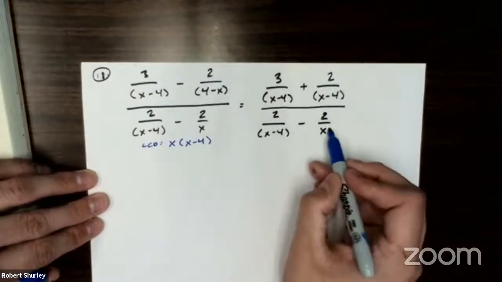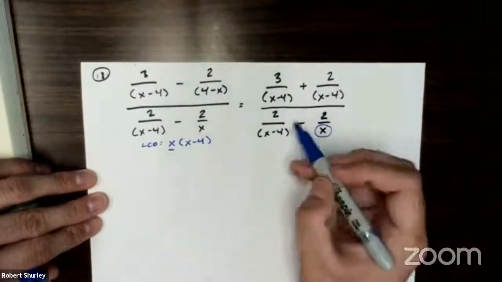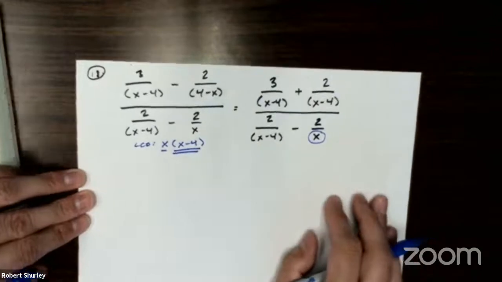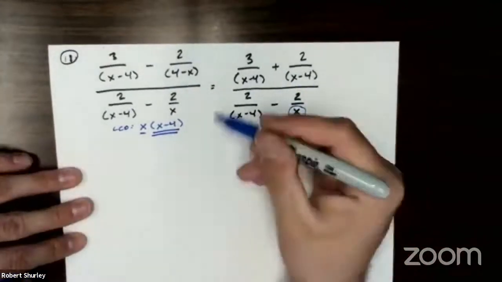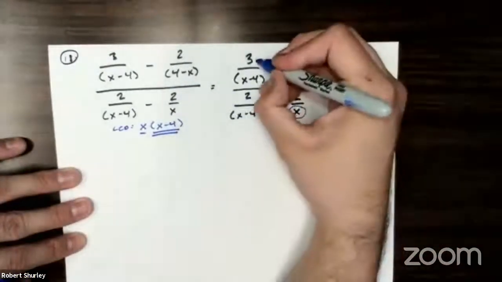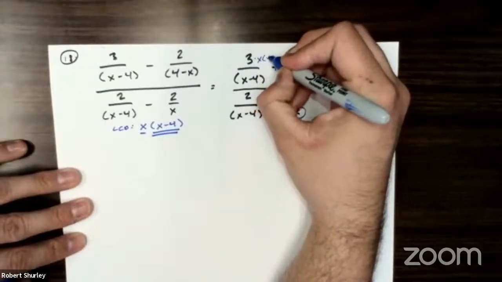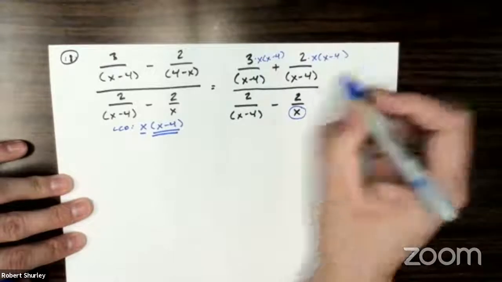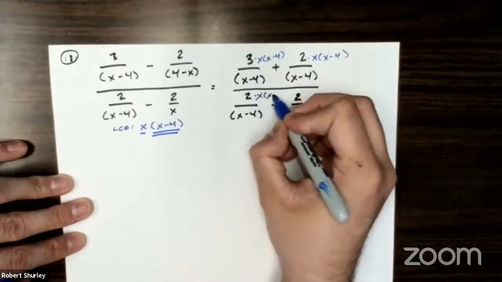Okay? One of the denominators is x. It's got to be in there. And then the other 3 are x minus 4, so it has to be in there. And now this is when it's going to be goofy. We have to kind of space it out. But you're going to multiply each one of these by x times x minus 4.